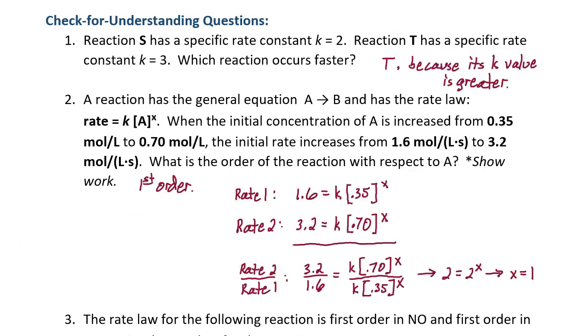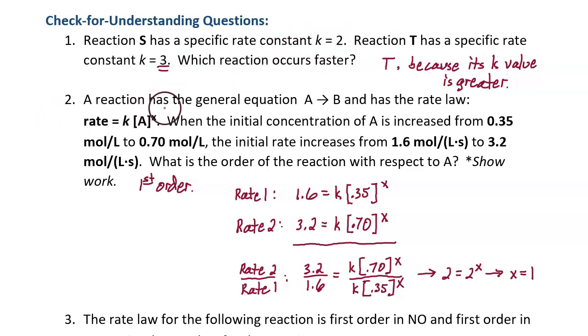Here's the answer for number 1. Reaction S has a specific rate constant k equals 2. Reaction T has the specific rate constant k equals 3. So which is faster? That's reaction T, because its k value is greater. k equals 3 is greater than k equals 2.